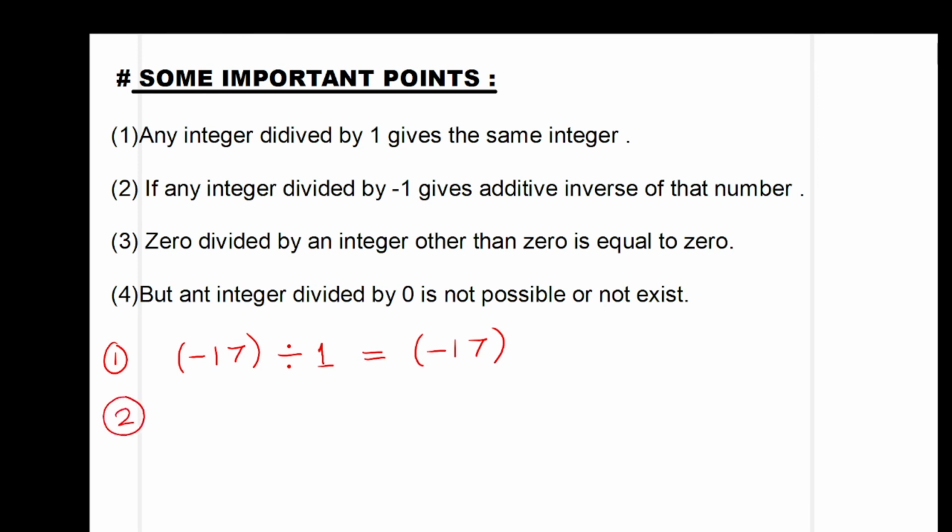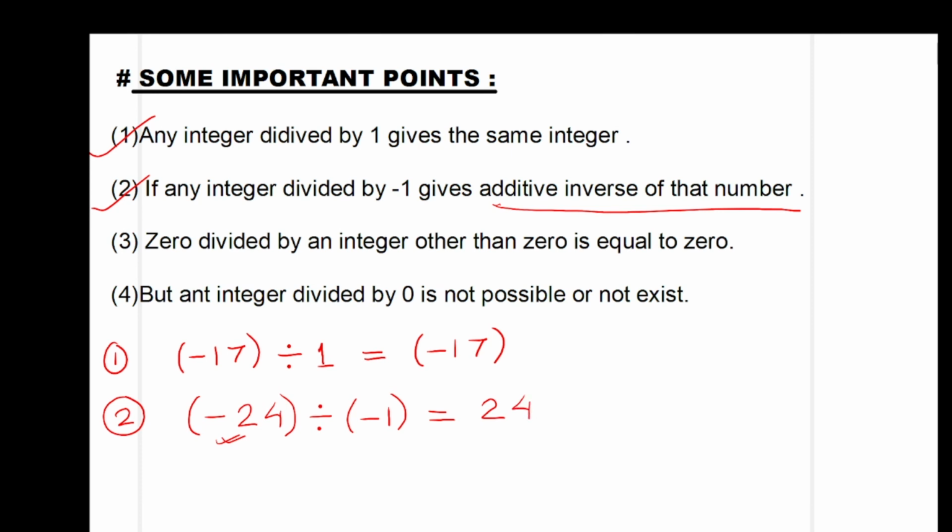Number 2, if any integer is divided by minus 1, suppose minus 24 divided by minus 1, then what will we get? The additive inverse of that number. What is the additive inverse of minus 24? It will be 24. You can remember it like that also. When both the numbers are negative, that means they have the same sign, we just have to divide 24 by 1. You will get the answer in positive.